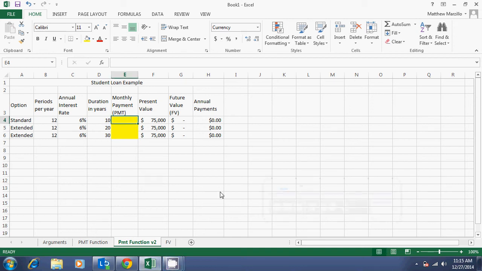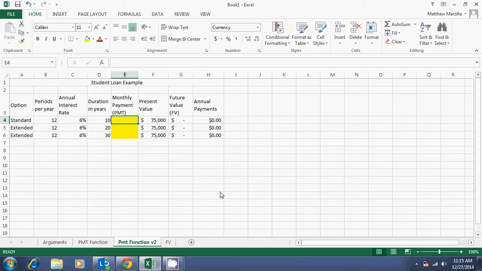In this video, we're going to be going over another example of how to use the payment function, or the PMT function, in Microsoft Excel. This is very similar to the auto loan example we had, but we're looking at paying off student loans, maybe something a little more relevant to all of us here.